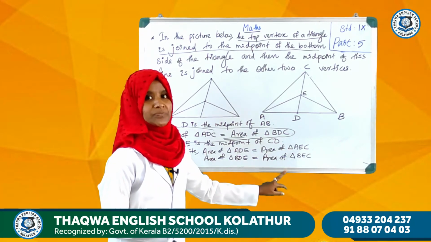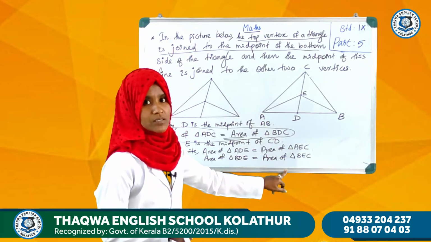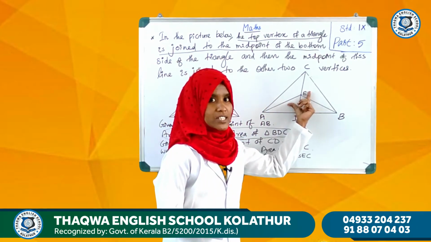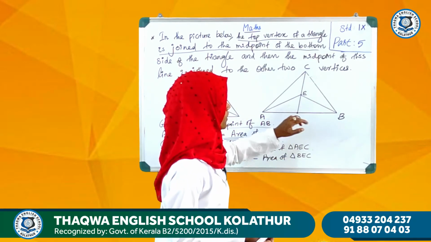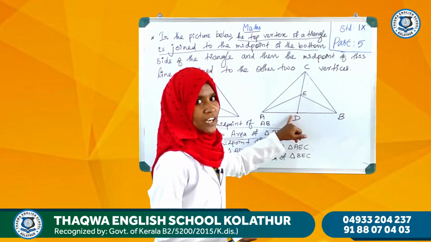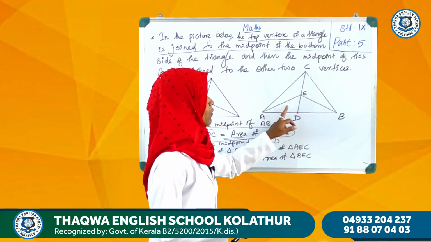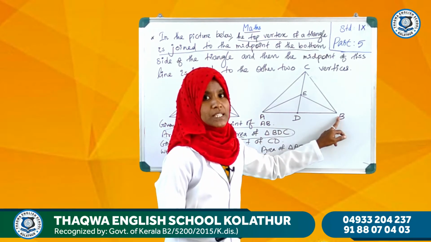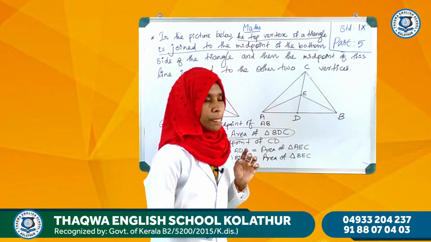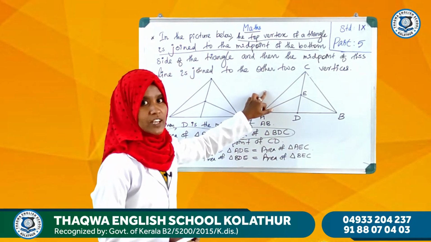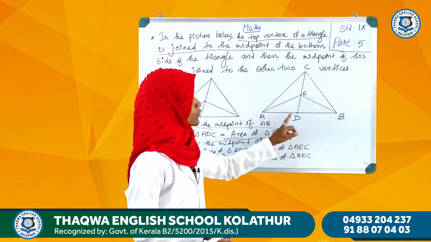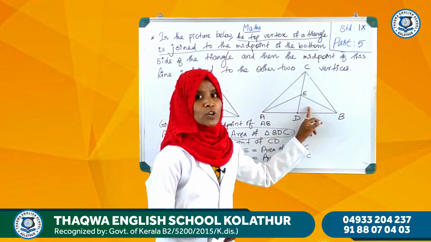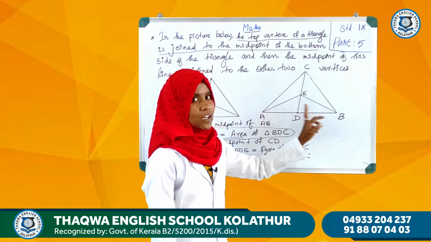Am I correct? Yes. Okay. So finally we can say that the area of these four smaller triangles is 1/4 of the area of the triangle ABC. Can you understand? The area of these smaller triangles is 1/4 of the area of the larger triangle ABC.